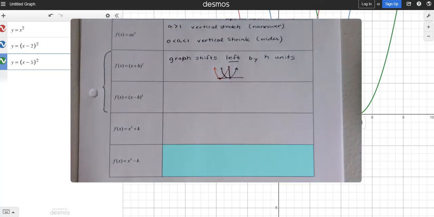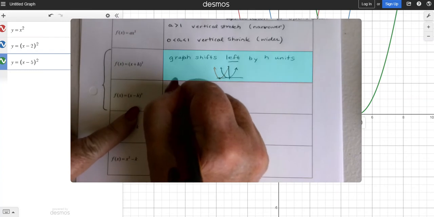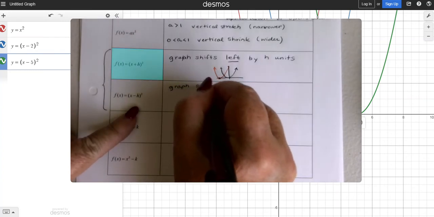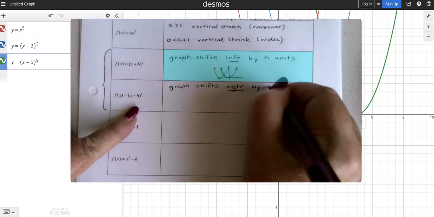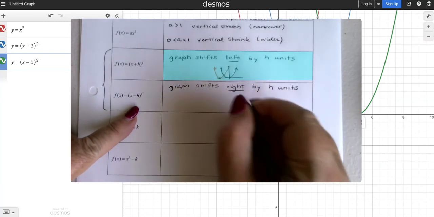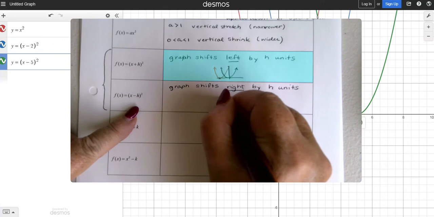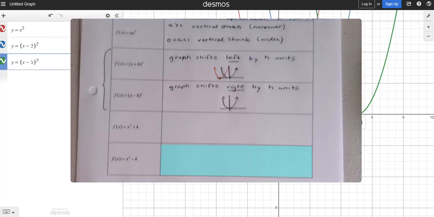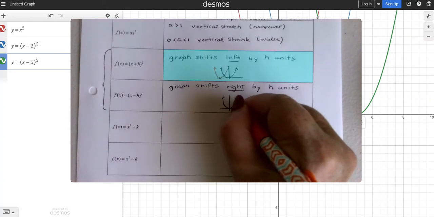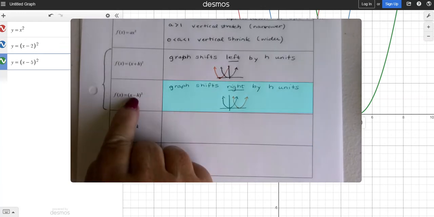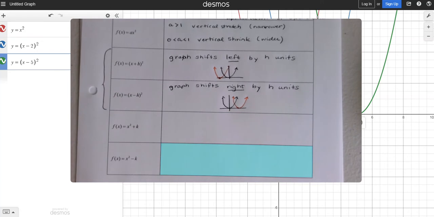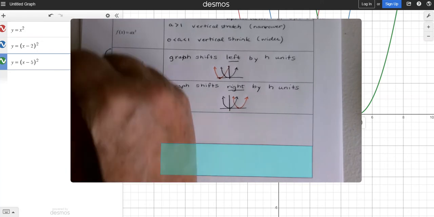So for x minus h squared, the graph shifts right by h units. And again, if the original looked like this, then our new graph has moved over to the right. Notice in both of these cases, our graph moved horizontally. When I make the change to the x, that is before we square, these are going to be horizontal shifts.